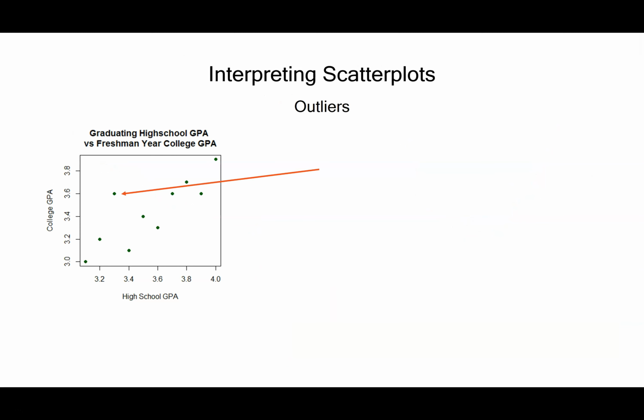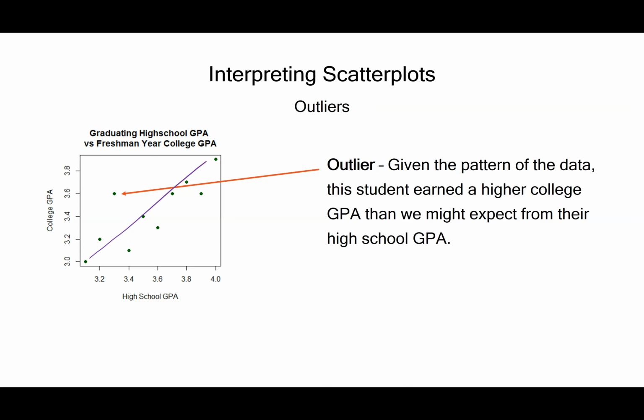Okay, and for that last component, outliers. Given the pattern that the data are following, we want to know, do we have oddballs? In this high school and college GPA example, all the points fit this general linear relationship. This one's a little bit odd, given what we see in the relationship between high school and college GPA. That particular student had a higher college GPA than we would have expected, given their high school GPA. So they don't fit the pattern.